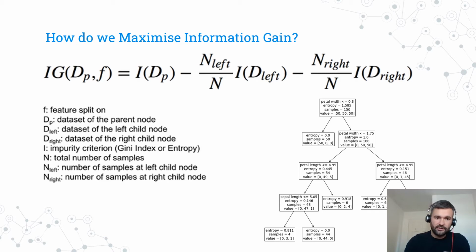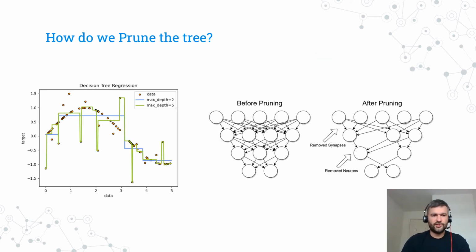The equation that you can see on screen is for a binary tree, which means each node is subsequently split into two other nodes. If you have a decision tree with more nodes, you would simply sum the impurity of all those nodes. So how do we prune a decision tree?